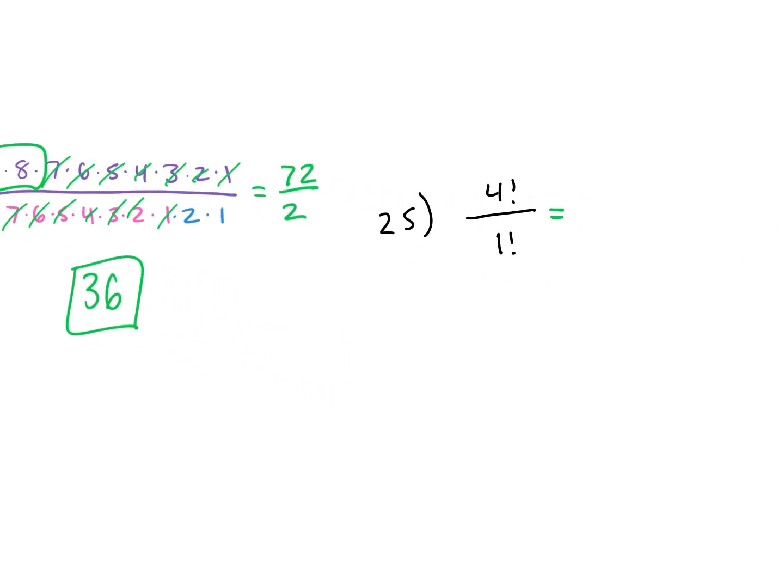And then the last one, I have 4, 3, 2, 1. And what's 1 factorial? 1. It's just 1. So the 1s would cancel. So I have 4 times 3 times 2. 24.